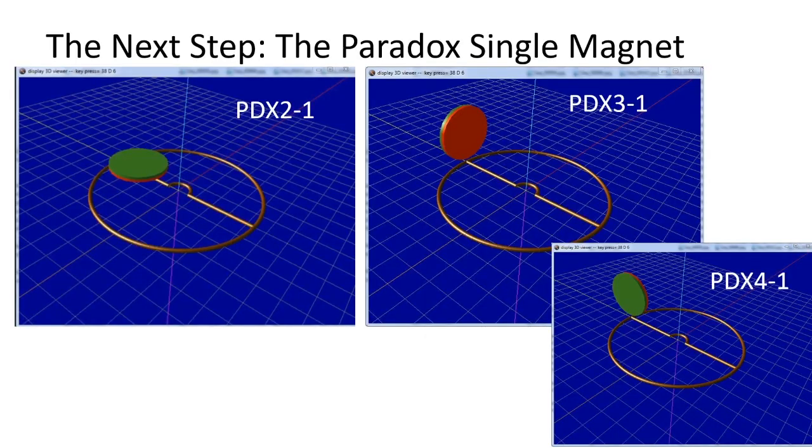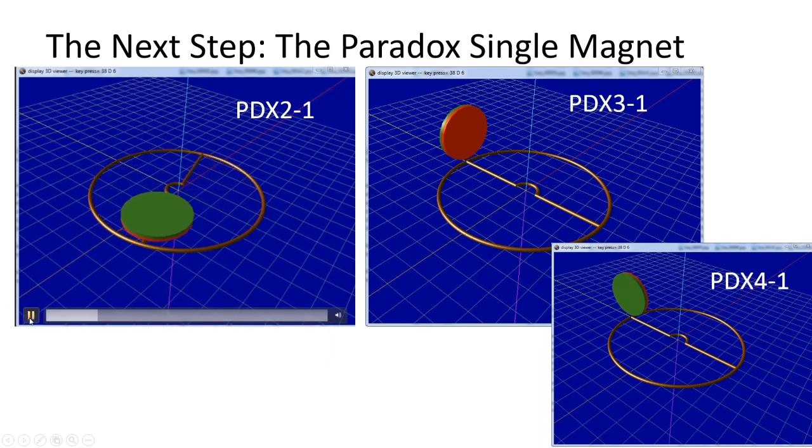The next step is we have to go to the paradox single magnet experiments. Okay, again, like I said, we're moving step by step, baby steps back to the paradox experiments. And basically it's the same idea as the paradox 2 here, except we're going to use a single magnet.